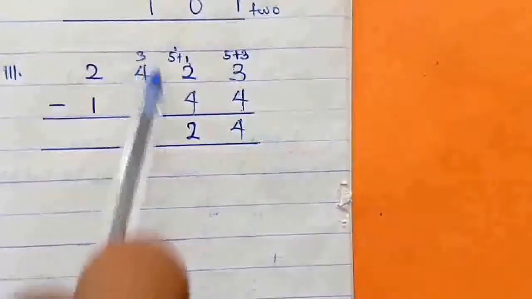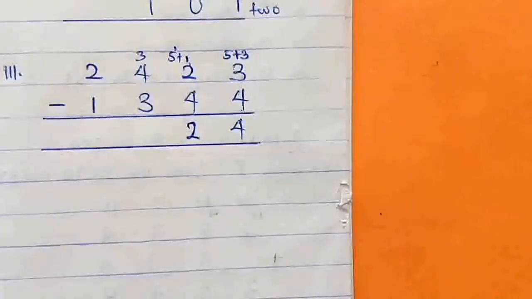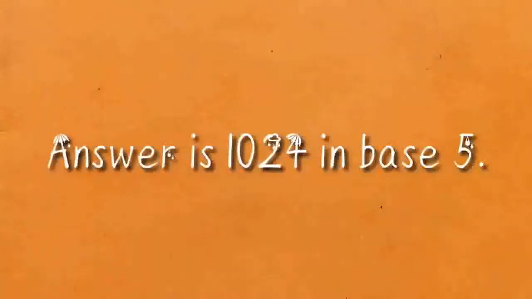What remains here is 3. 3 minus 3 will give us 0. And 2 minus 1 will give us 1. I would like you to use the same method and try the following works.